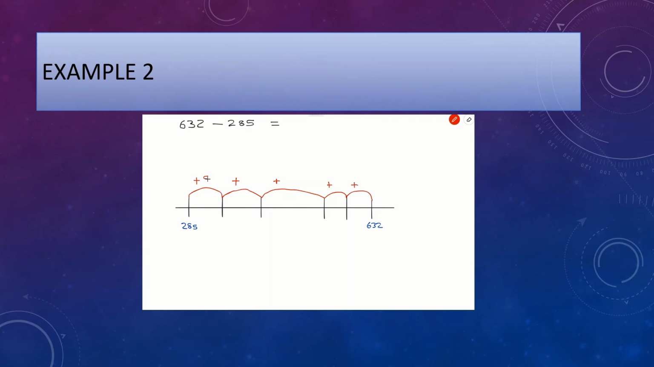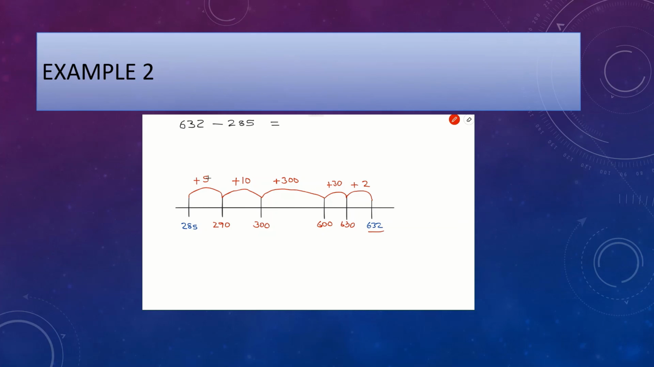First, I'm going to add a 5 to make it 290. Then I'm going to add a 10 to make it 300. Then I'm going to add a 300, make it 600. Then I'm going to add a 30 to make it 630. And finally, I'm going to add a 2 to make it 632.